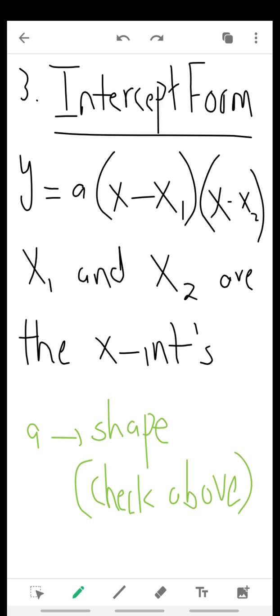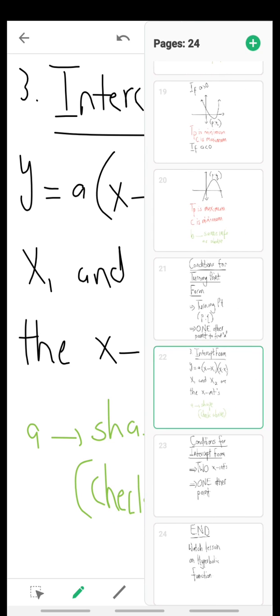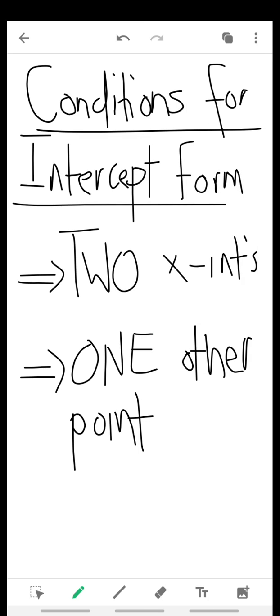Not only that, you may also need to know one other point in order for you to find the value of a. So it's like I'm already giving you the conditions. A still tells us about the shape of the parabola, whether it will smile or frown, so please check from the notes above. We've already discussed that. So, conditions for intercept form, I think I've already said it. You need to know both your x-intercepts as well as one other point that lies on the function, your parabola, in order to be able to find the value of a.